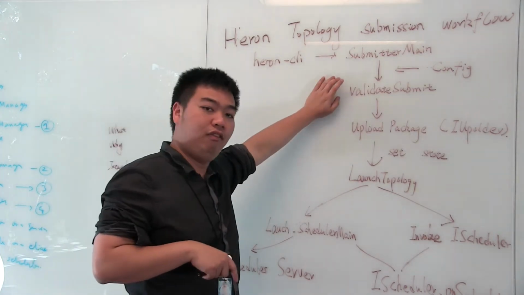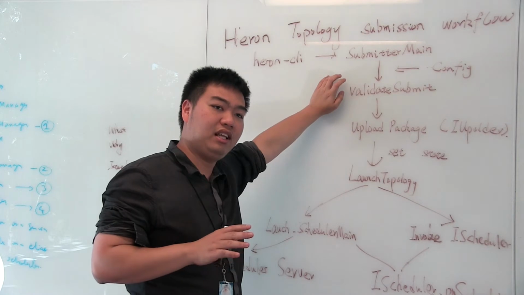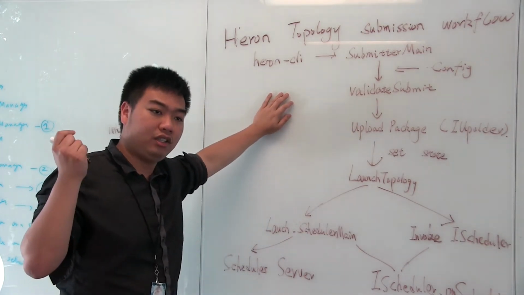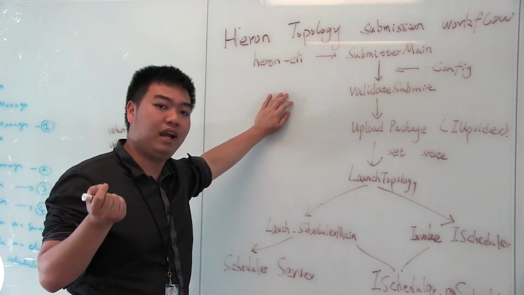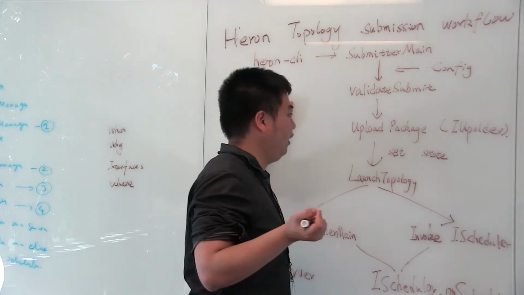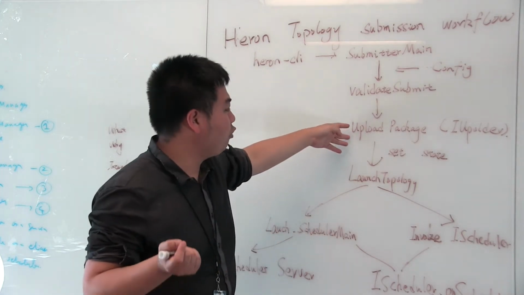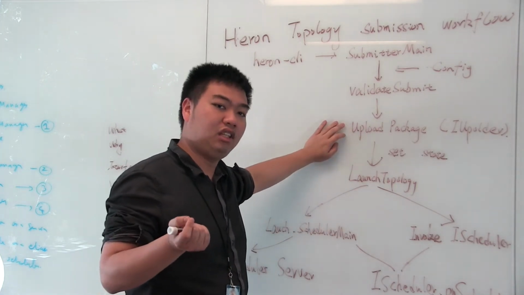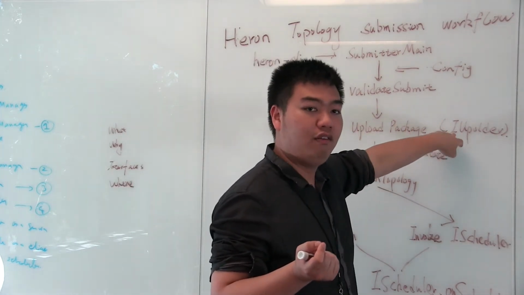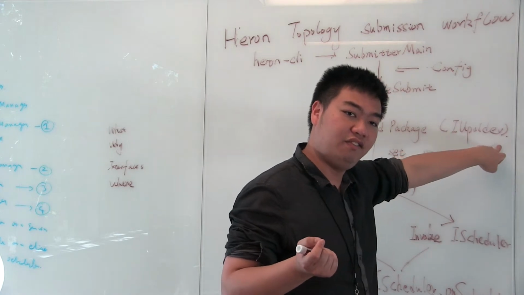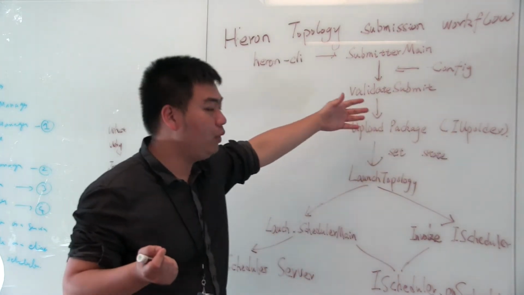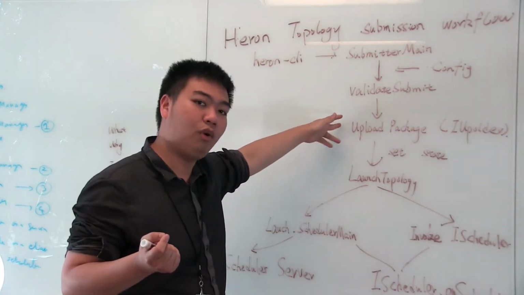Then, first step, we will validate the submit, whether it is valid or not. Mainly, currently, we will validate whether this topology already exists, or whether you have the permission to submit topology. And second step, we will try to upload your packages, the topology packages. Here is where we use the IUploader. We will invoke IUploader's interface to do the uploading. Then it will return a packages URI.